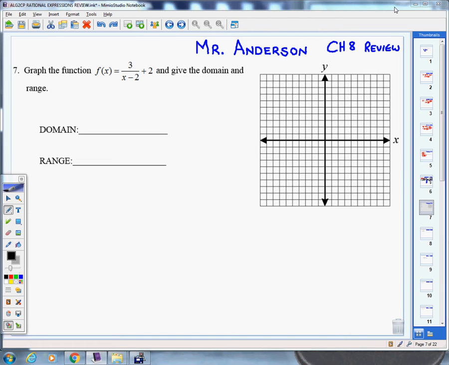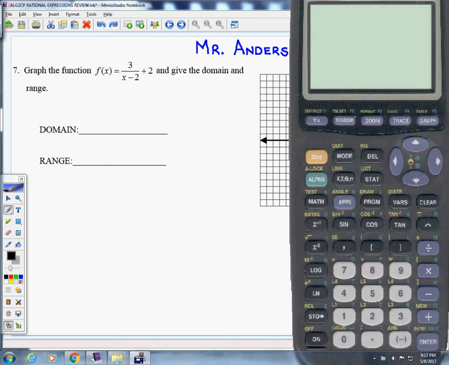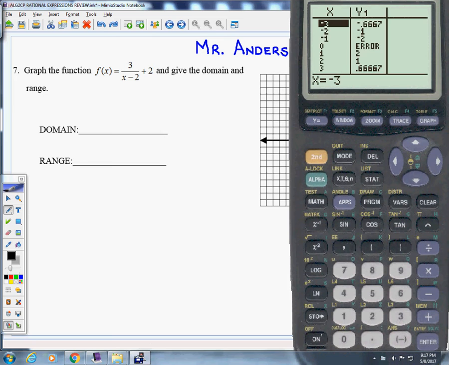Welcome, this is Mr. Anderson with the Chapter 8 Rational Expression Review, and I want to take a look at problem number 7. If you saw problem number 6, this is very similar. We have a horizontal asymptote that's changed a little bit here. We need to graph this function, and let's plug this in the calculator and just have a look at what this looks like here.